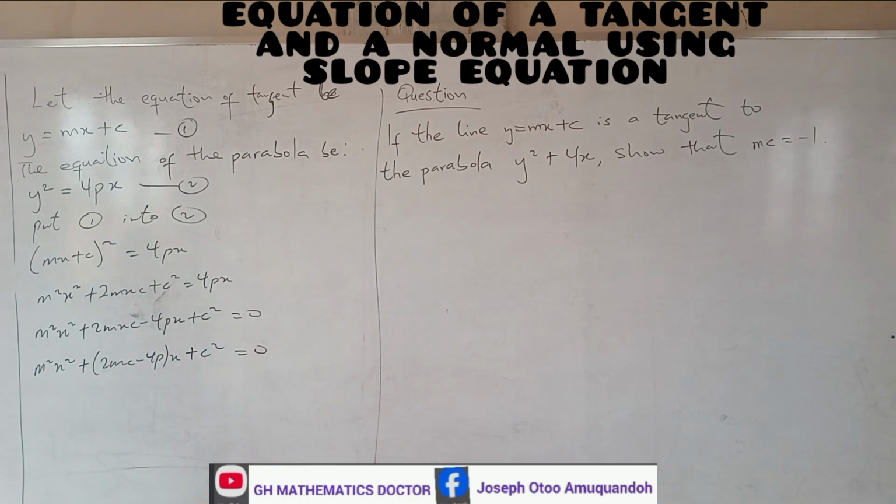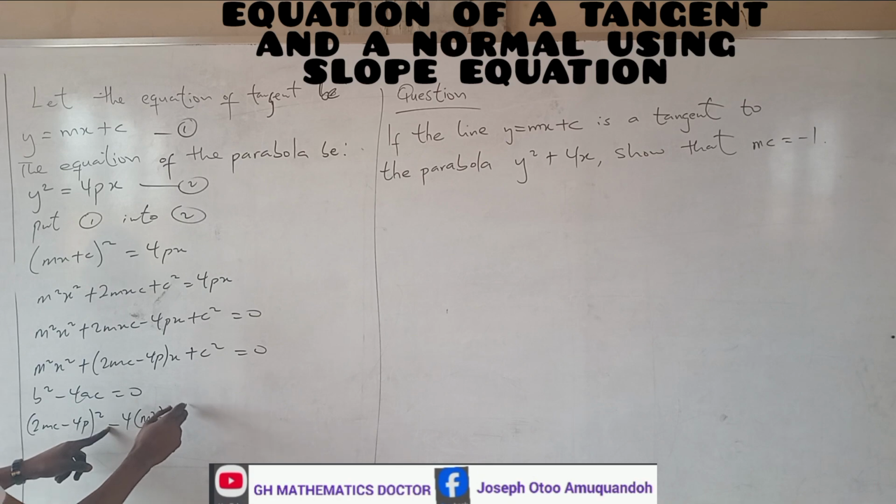So over here, we have the expression in the form of a quadratic. And since this line is a tangent to the parabola, this quadratic equation will have equal roots. If it has equal roots, then b squared minus 4ac equals 0. So we substitute what we have here into this discriminant. Over here, we have b squared to be (2mc minus 4p) squared, minus 4 times a, which is m squared, multiplying c, which is c squared, equals 0.